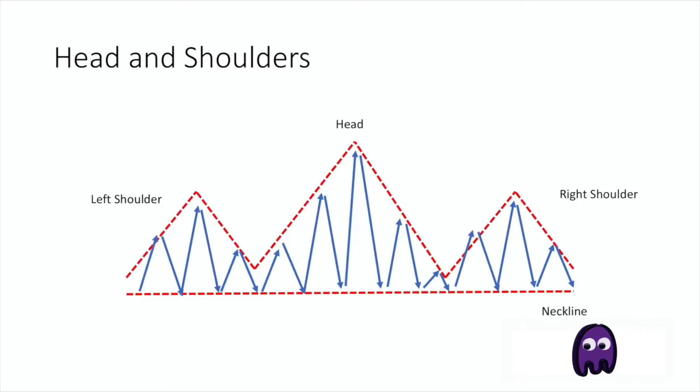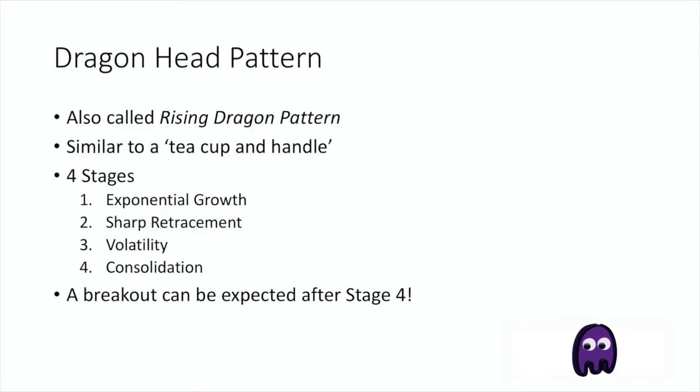So if we recall, this is what the head and shoulders looks like. Next, we'll take a look at the dragon head pattern before reviewing some practical examples with actual cryptocurrency charts. I also call this the rising dragon pattern, and it's similar to the teacup and handle, except we recall that there are 4 stages. 1, exponential growth, 2, a sharp retracement, 3, volatility, and 4, consolidation. A breakout can be expected after stage 4, if momentum continues.